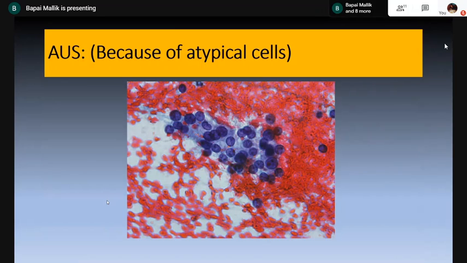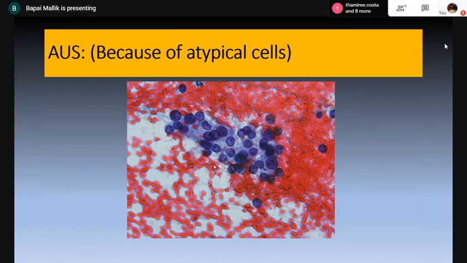If I see this in a number of places, we call it extensive. But the important thing over here is to understand why this is atypical. It is atypical because of the following changes. Most important is that there is a significant amount of overlap between the cells. There is some degree of clearing of the chromatin. There is overlap here, and there is some element of nuclear membrane irregularity.